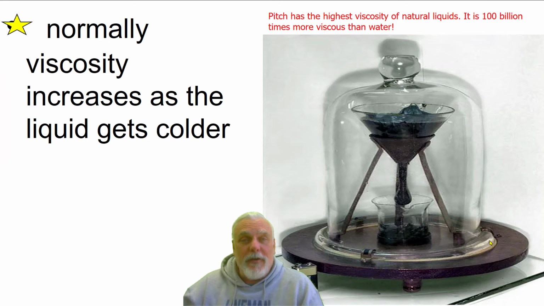Another characteristic of liquids and viscosity is that as the liquid's temperature decreases, as the liquid gets colder, its viscosity normally is going to increase. So in other words, it's going to pour slower. So let's use honey for an example. That's a good example. As honey gets colder, it's going to pour much more slowly.